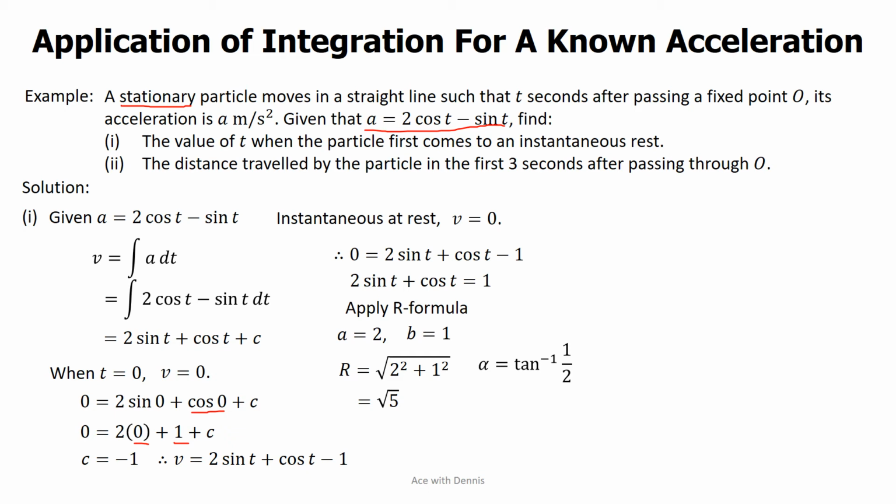For alpha, it equals the inverse of tangent of 1 over 2, which is 0.46365. Over here, do take note that I would highly recommend you to leave the angle in radian mode for calculation in kinematics. Now we can rewrite the equation into the R formula form, which gives us 35 sine of t plus 0.46365 equals 1.